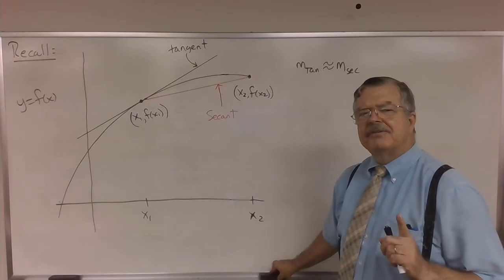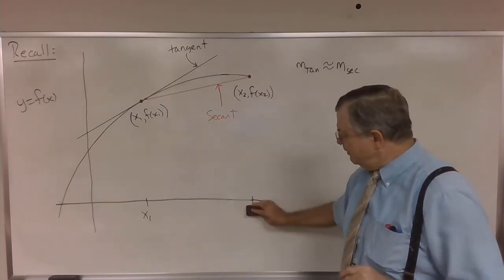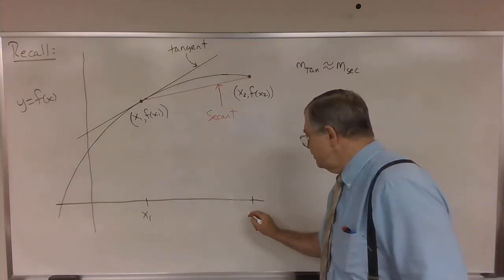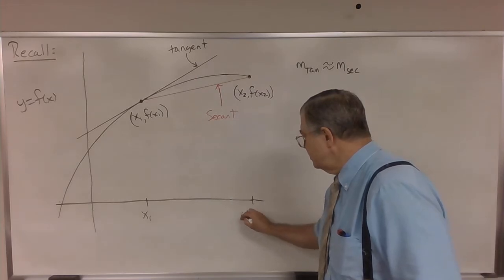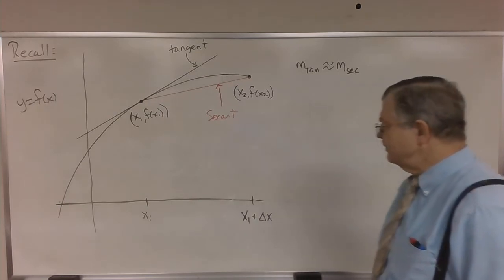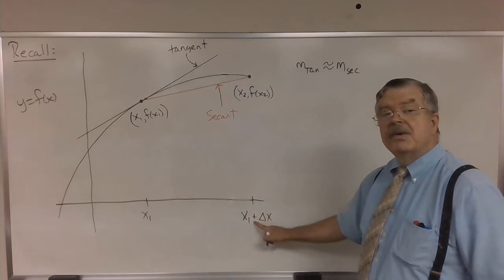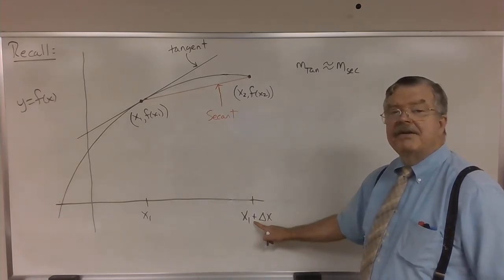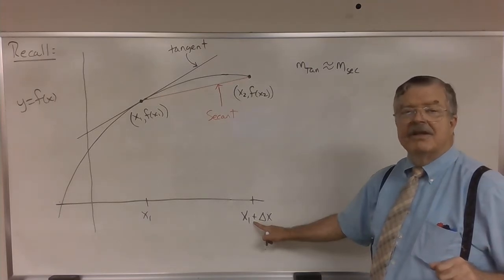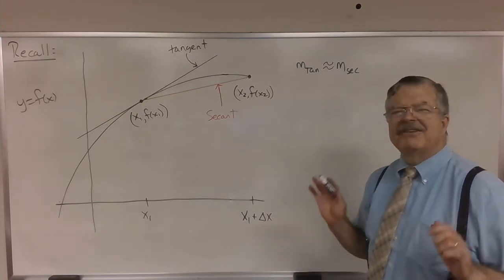So remember, x of 2 is equal to... Let's see, what is x of 2? x of 2, which is what we have here, is equal to x of 1 plus delta x. So we just renamed this point. It was x of 2. Now we're going to represent it as x of 1 plus delta x. The two are equivalent. x of 2, x of 1 plus delta x, same thing.